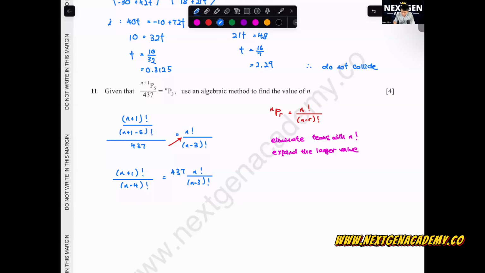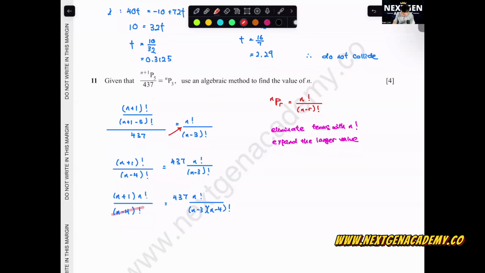Okay, look, N plus 1 and N factorial, we expand the N plus 1. Then here, N minus 4, N minus 3 is the bigger one. So we expand the N minus 3 and N minus 4 factorial. Then we can cancel this and this, then this and this. Okay, this will be N plus 1 equals to 437 over N minus 3.